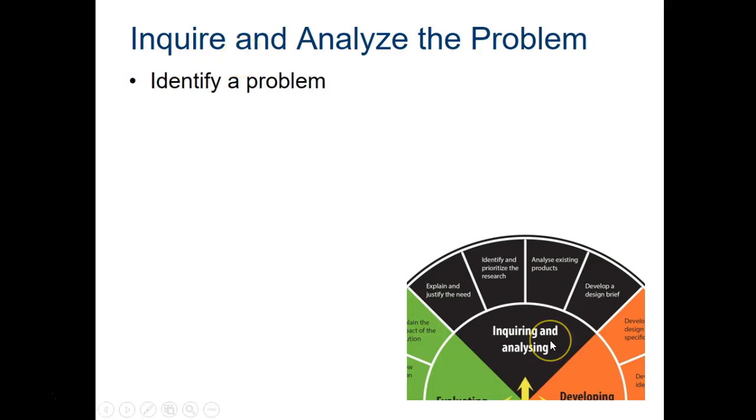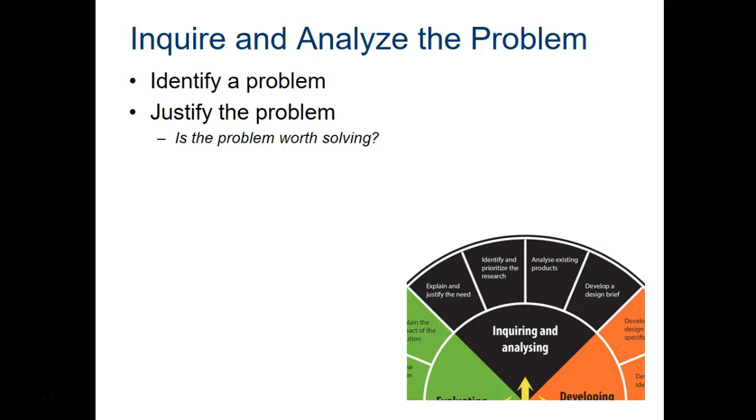So, inquiring and analyzing a problem, super, super fancy way for saying identify a problem. Figure out what the problem is. This is the most important step, because if something's wrong and you can't figure out where the problem's coming from, we've got an issue. You can't solve it if you don't know what it is. So, identifying the problem.